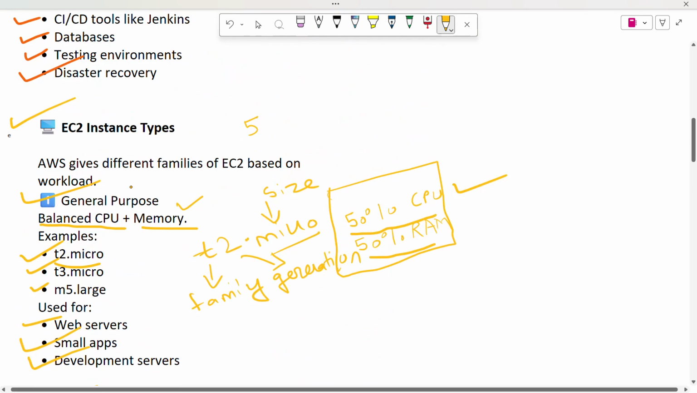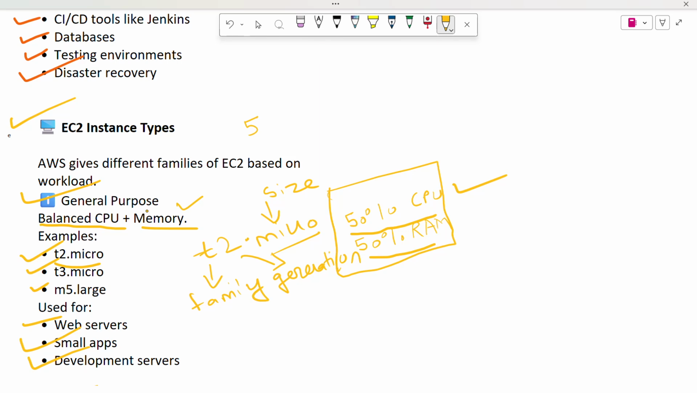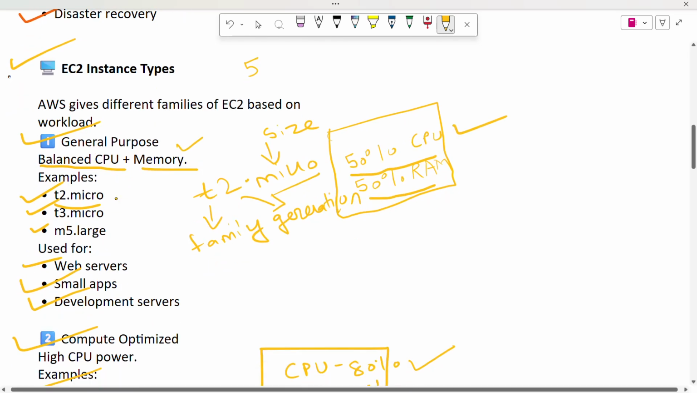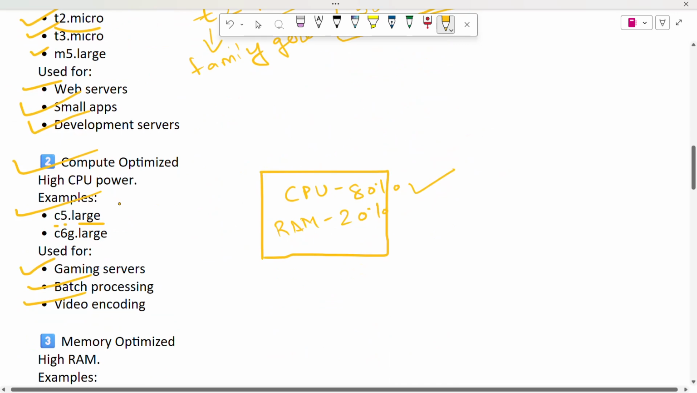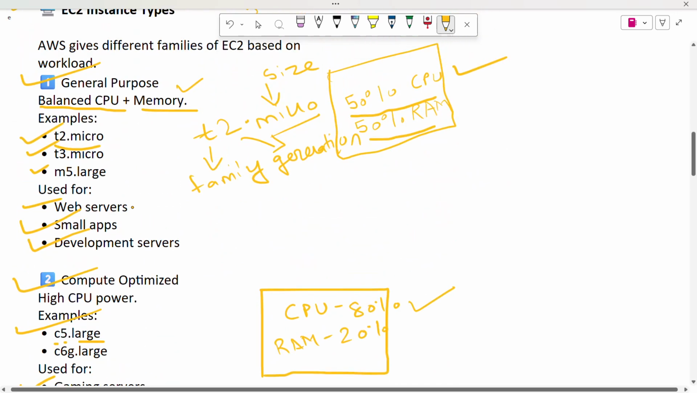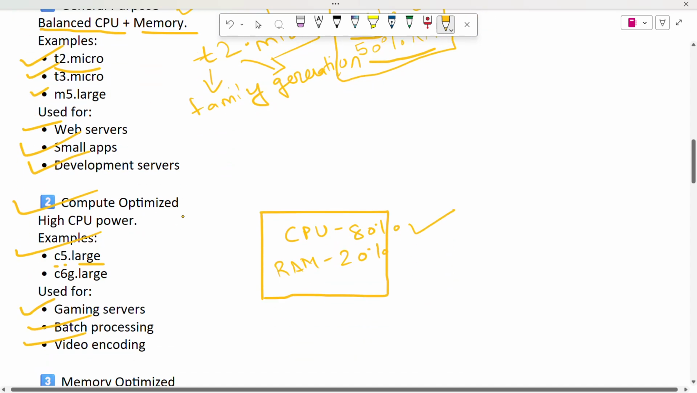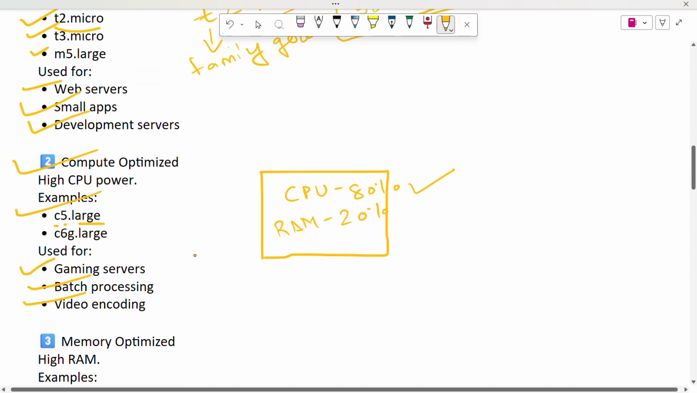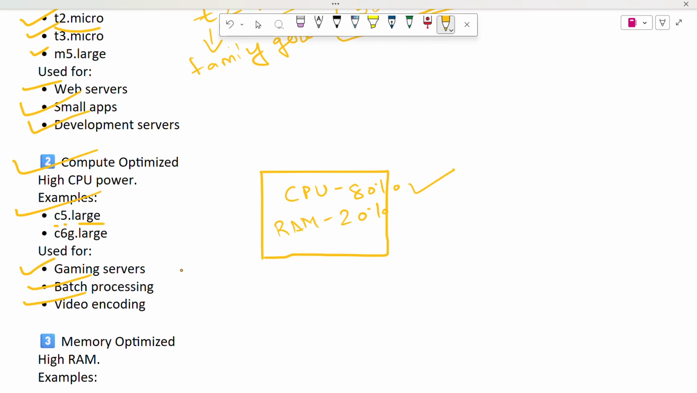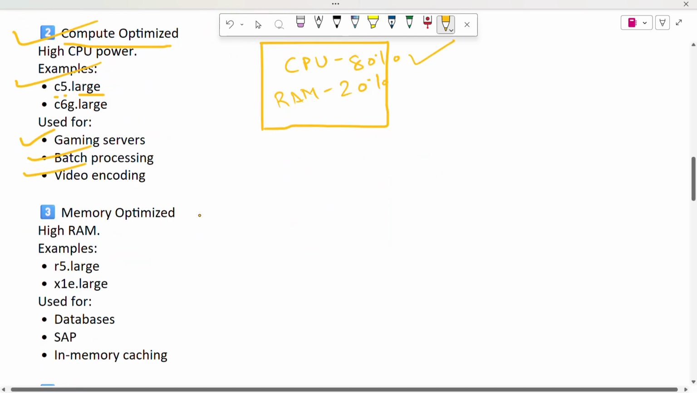This kind of question is normally asked in the solution architect examination, or if you're giving a fundamental AWS examination. Let's say I have a simple web server which is supposed to be hosted. In that case, which instance type will you select? General purpose. If you have a gaming application which requires more compute resources, what type of EC2 instance will you use? You can make use of the compute optimized instance. So this is the way you try and answer these questions.